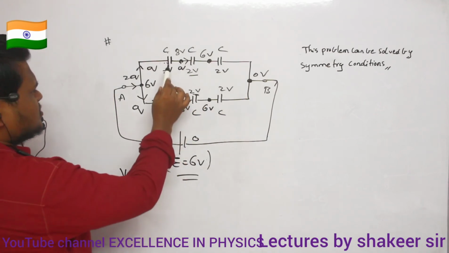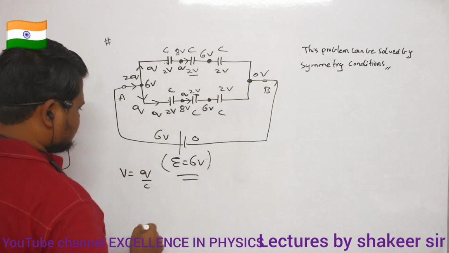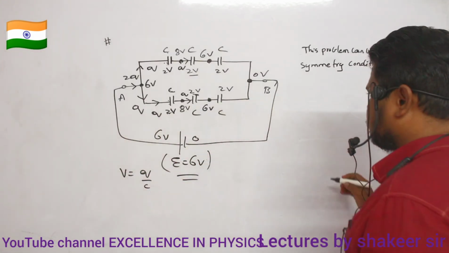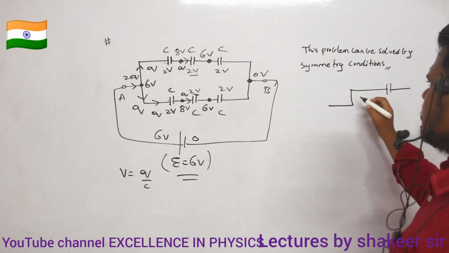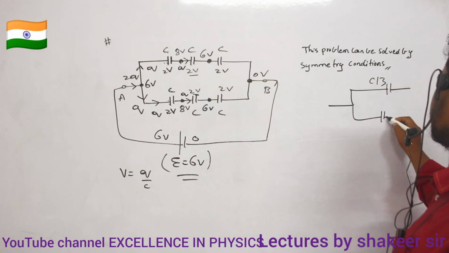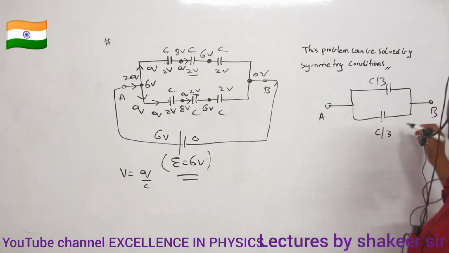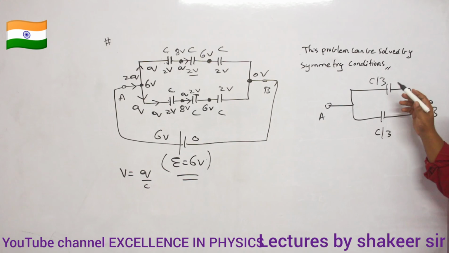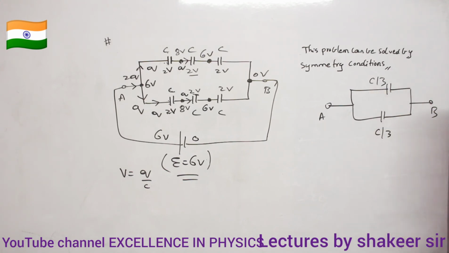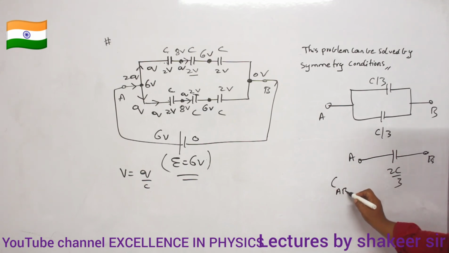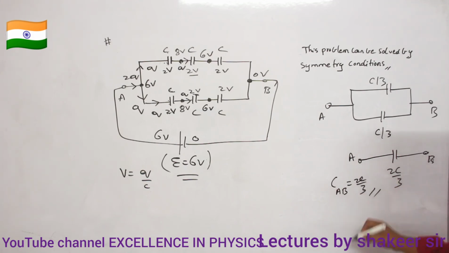Now, C and C are connected in series. So what is the total equivalent capacitance now? The total equivalent capacitance is C by 3. Similarly, here also it is C divided by 3. So this is point A and this is point B. Now, C by 3 and this C by 3, they are connected in parallel connection. So the total equivalent capacitance is 2C divided by 3. So the equivalent capacitance C_AB is equal to 2C divided by 3. That is our required answer.